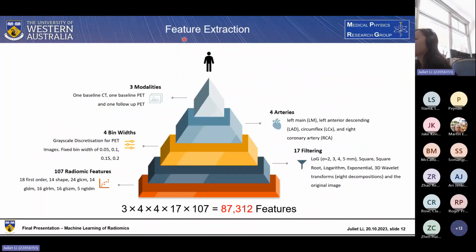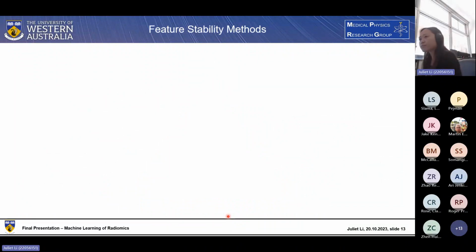With feature extraction, for each one of the patients, just a summary of what was mentioned before, we extracted features for 3 modalities, for the 3 image sessions, for 4 arteries as regions of interest. We applied 4 different grayscale discretizations and 17 different image filters with the feature extraction. For each one of these settings, 107 radiomic features were extracted. For each one of the patients, we have 87,000 radiomic features that were assessed.